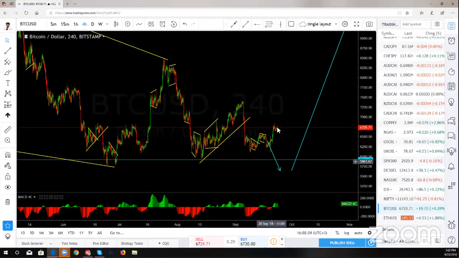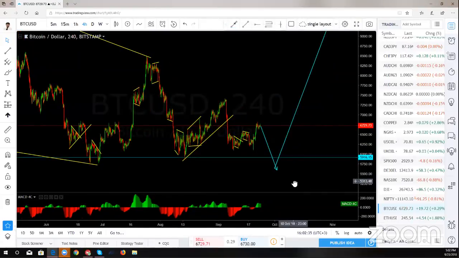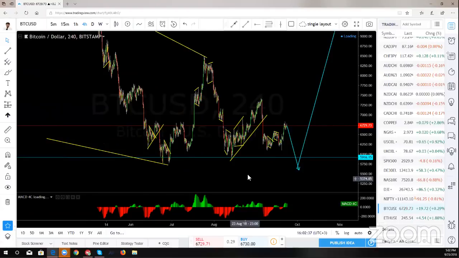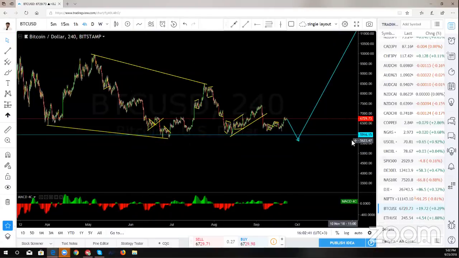I still think this might be a bigger correction. I still think tagging this low is important before they go. Now, in rare case that could happen, I don't see this pattern in that structure as yet. There is nothing in this structure that tells us that that is a likely pattern. So I'm still expecting this to at least tag the low once more before they go.